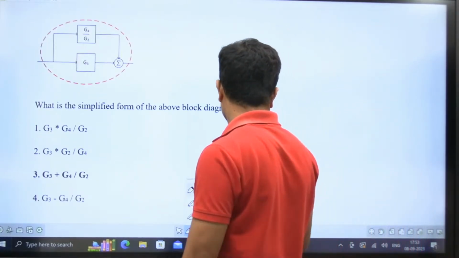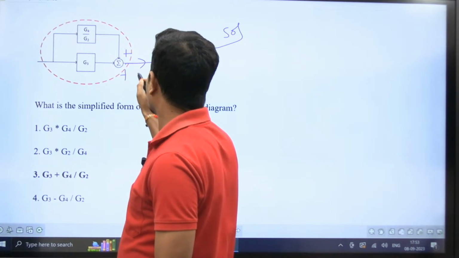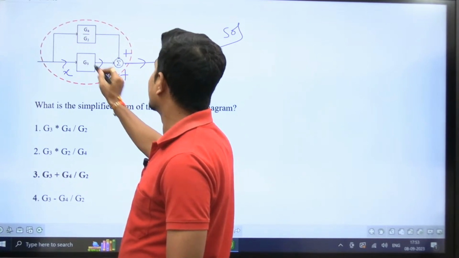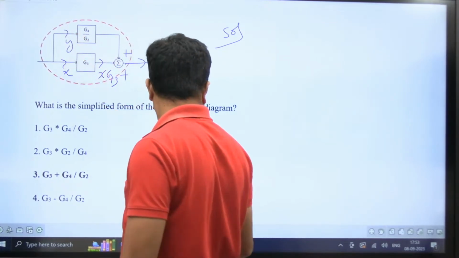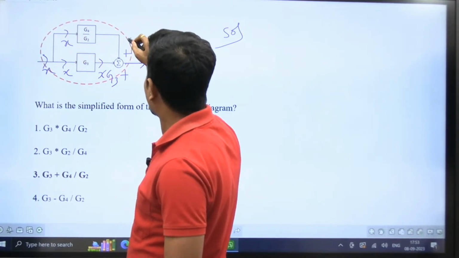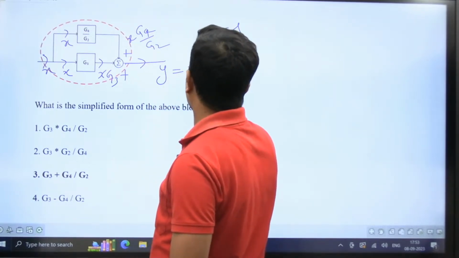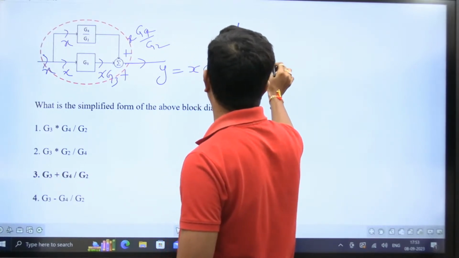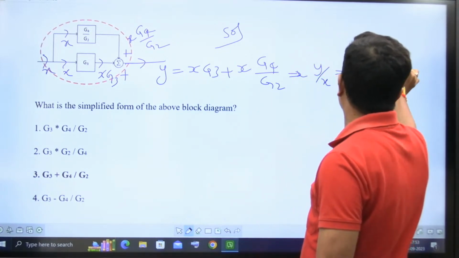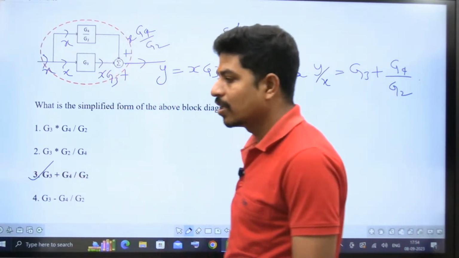This is from control systems, from block diagrams. Now this is the output. This is plus, this is also plus. Suppose if x is coming, this is xG3. That is also x, because if this is x, this is also x. So plus x into G4 by G2. Now y is equal to xG3 plus x into G4 by G2. That implies y by x is equal to G3 plus G4 by G2. Choice 3 is the answer.